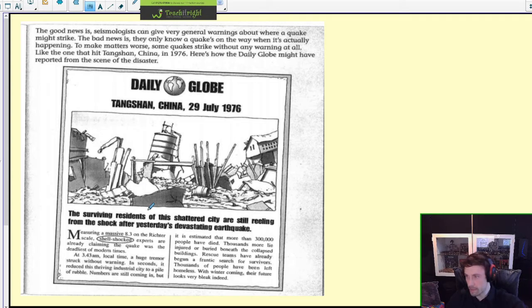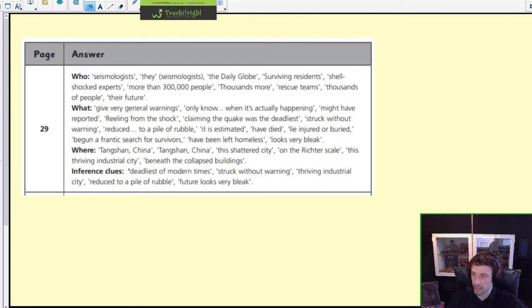Okay, welcome back. So let me just show you some of the things you could have highlighted. So under the who, it could have been the seismologists. They're a bit like geologists, but people who measure the strength of earthquakes. There's the Daily Globe. There were the surviving residents, the shell-shocked experts. They mentioned the 300,000 people. They mentioned thousands more. They mentioned rescue teams.